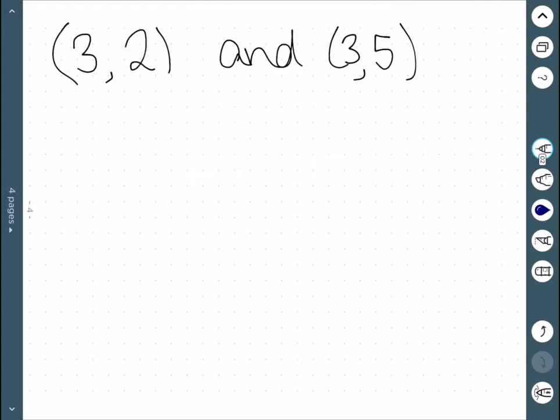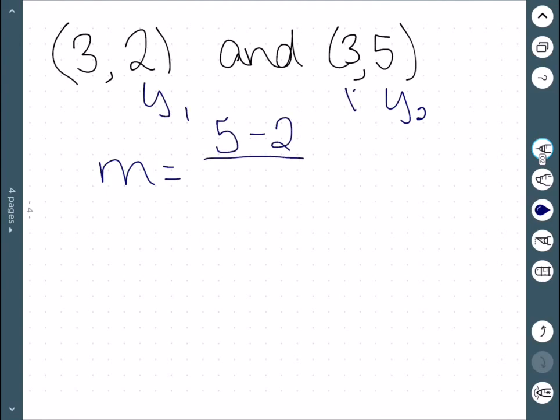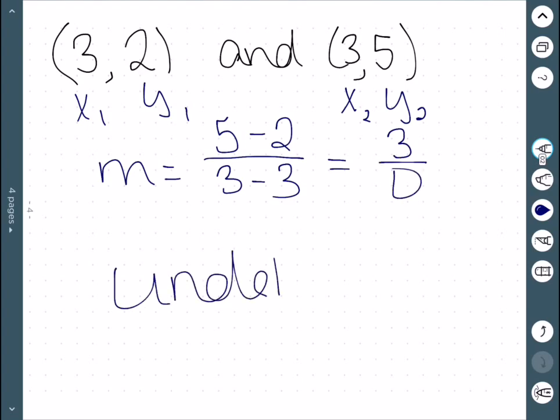Our next example looks at 3, 2, and 3, 5. Here we'll have y2 minus y1, so 5 minus 2, all over x2 minus x1, which is 3 minus 3. So I have 3 over 0, and if I have 0 on the bottom, this means my slope here is undefined.